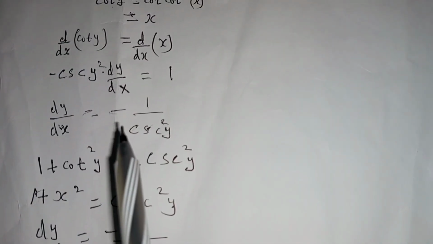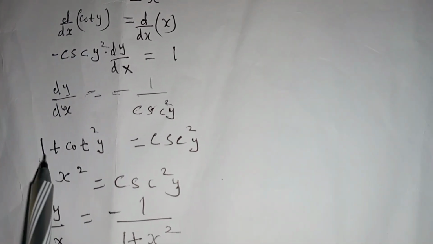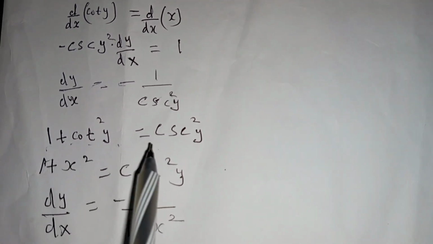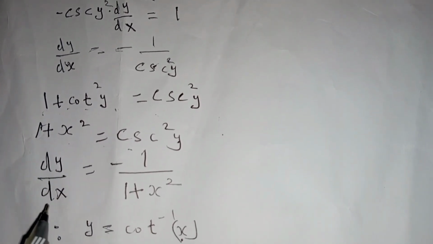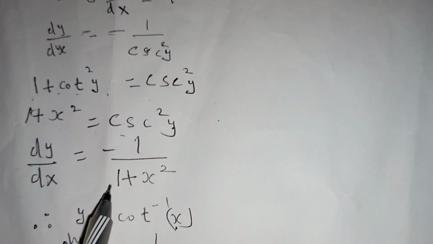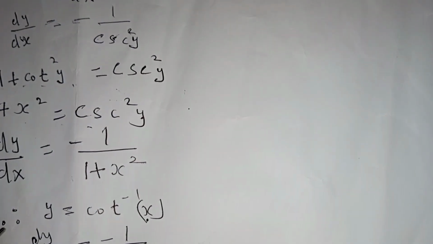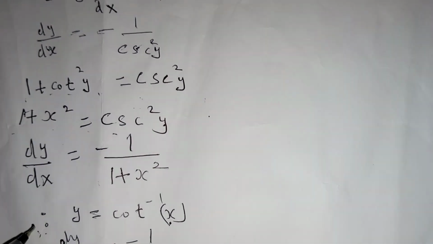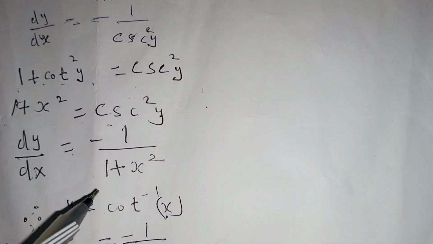After dividing both sides by negative cosec squared of y, then we make use of this identity. 1 plus cot squared of y is equal to cosec squared of y. So 1 plus x squared is equal to cosec squared of y. Then dy over dx is equal to negative 1 divided by 1 plus x squared, after substituting the value of cosec squared of y, which is 1 plus x squared. Therefore, we conclude that the derivative of cot inverse of x is the same as negative 1 divided by 1 plus x squared.